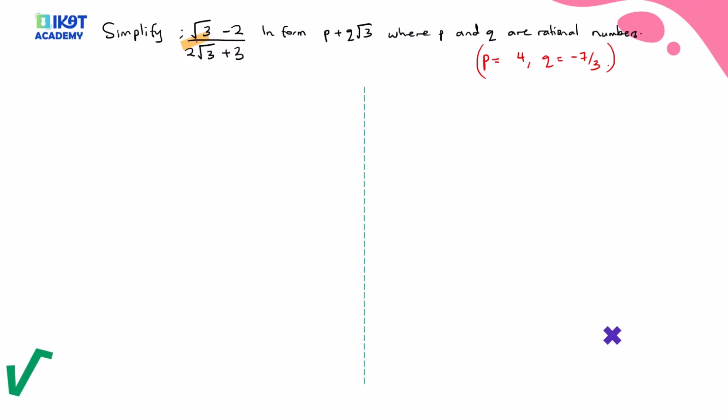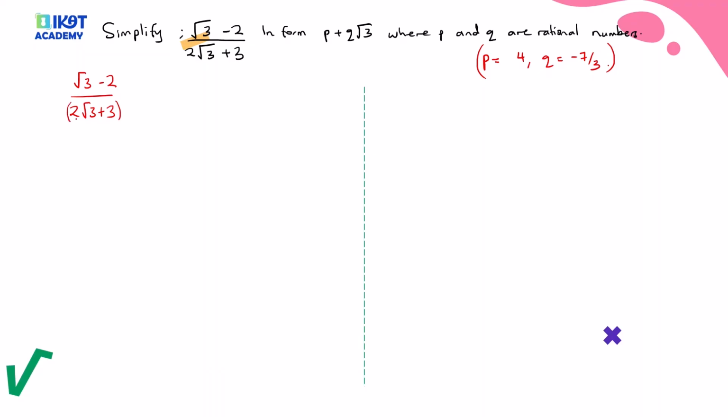Alright, so now let's look at this example saying simplify this in the form p plus q root of 3, where p and q are rational numbers. So we have root of 3 minus 2 over 2 root of 3 plus 3. So the first step, we have to rationalize this. And how do we rationalize this?